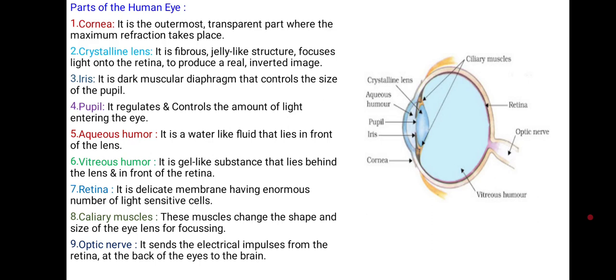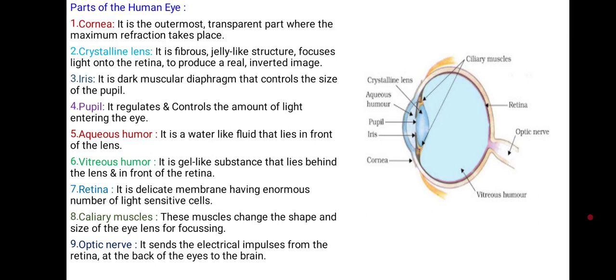And the third part is the iris. It is a dark muscular diaphragm that controls the size of the pupil. And what is meant by pupil here? It regulates and controls the amount of light entering the eye.